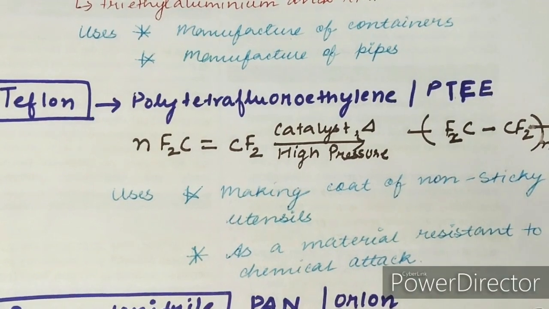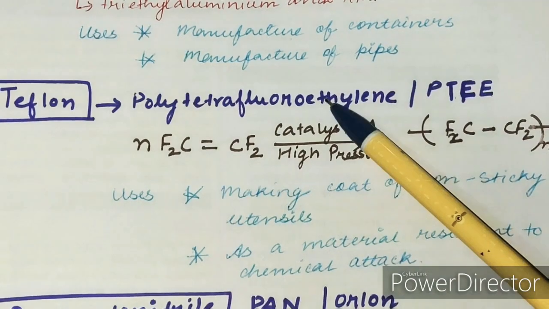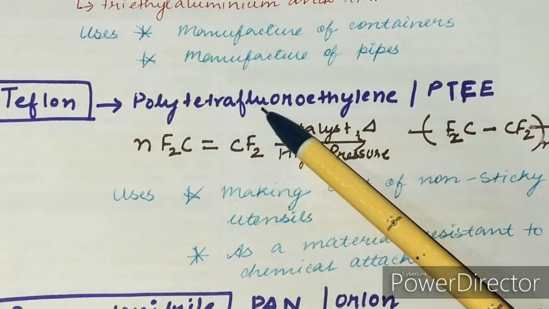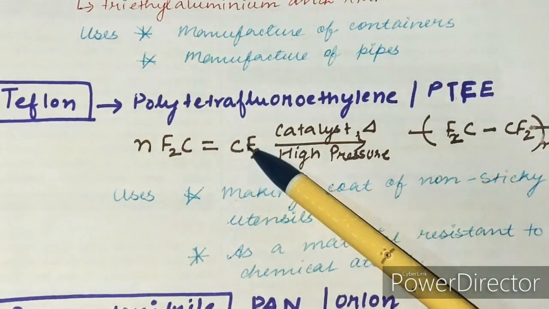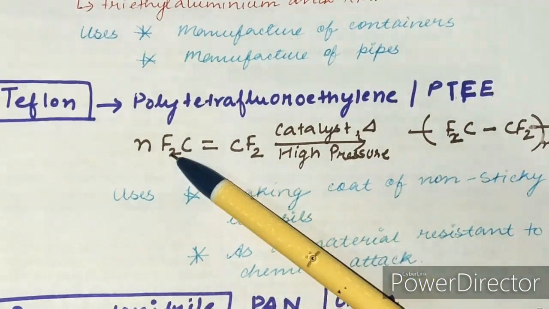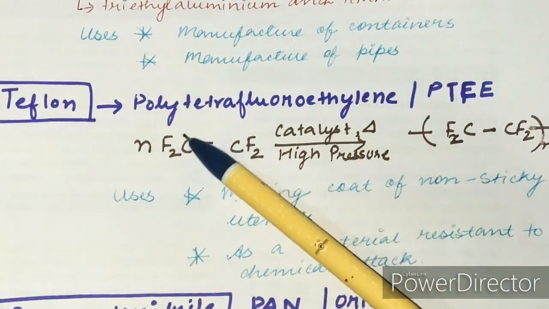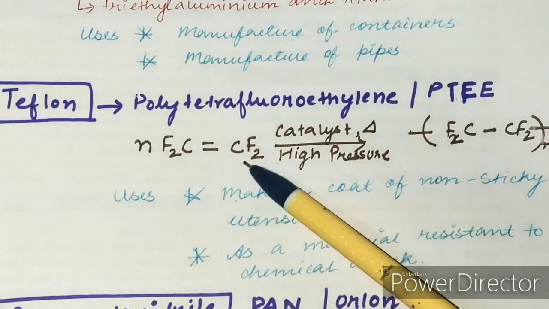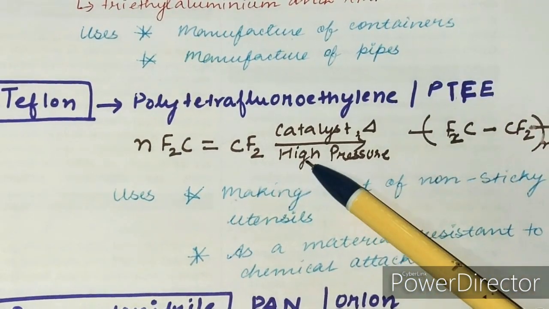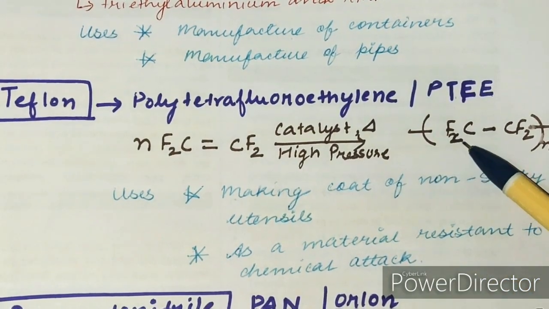The third type of addition polymer that we are going to study is Teflon or polytetrafluoroethylene. Poly means many, and what is the monomer unit? It is tetrafluoroethylene. This is the formula. Tetrafluoro means there are 4 fluorine atoms. And since it is derived from ethene, it is called ethylene. So tetrafluoroethylene, when treated under high pressure and heat is provided, you will get the Teflon chain, F2C single bond CF2.